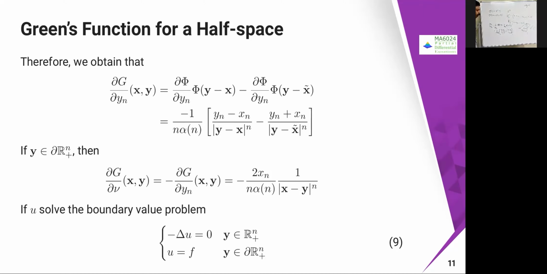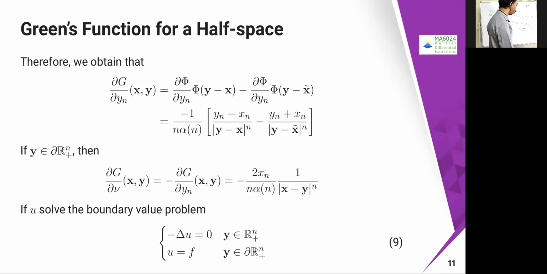Then what you have is ∂G/∂x, y is going to become minus ∂G/∂yn, because both are the same. Now if you simplify that further, yn will get cancelled, you will get only 2xn, minus 2xn divided by y minus x whole power n. So this is going to become ∂G/∂ν.